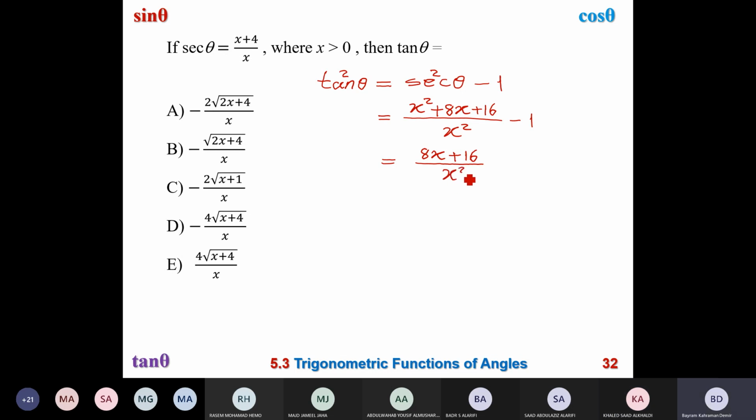Perfect. And we take the root of the tangent theta squared. This is tangent square, of course, so I need to take the root of both sides. So tangent of theta is equal to, maybe I should simplify it first. Take the 4 as a common factor, so it will be 4 times 2x plus 4.